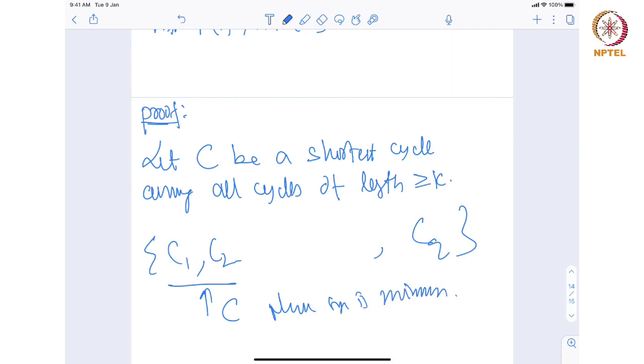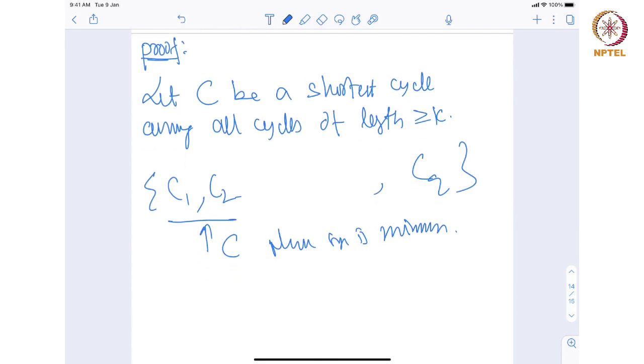Every cycle in this set has length at least k. I pick the one which has a minimum size. There could be many such cycles of minimum size; I pick one. So this is what I mean: let C be a shortest cycle among all cycles of length at least k. Okay, so this is an intuitive proof.